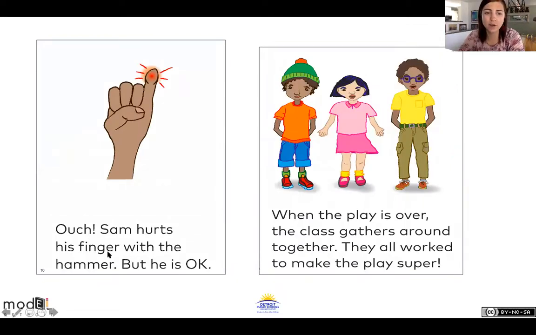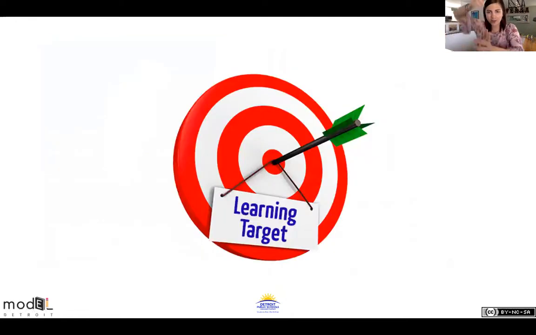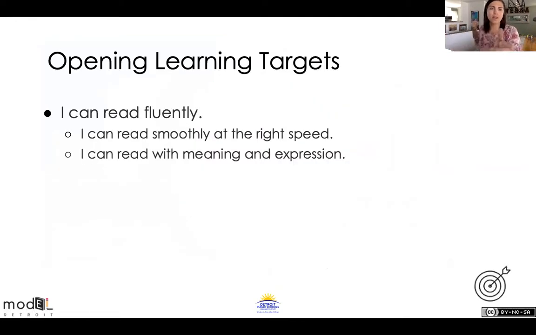Ouch! Sam hurts his finger with the hammer, but he is okay. When the play is over, the class gathers around together. They all work to make the play super. All right, learning target, load your bow and arrow. All right, oh, this is funny. There's like one bullet point with two bullet points underneath. So let's read the first bullet point.